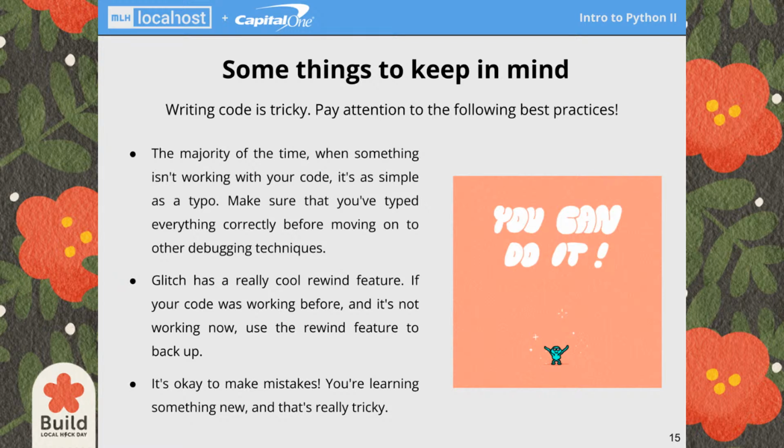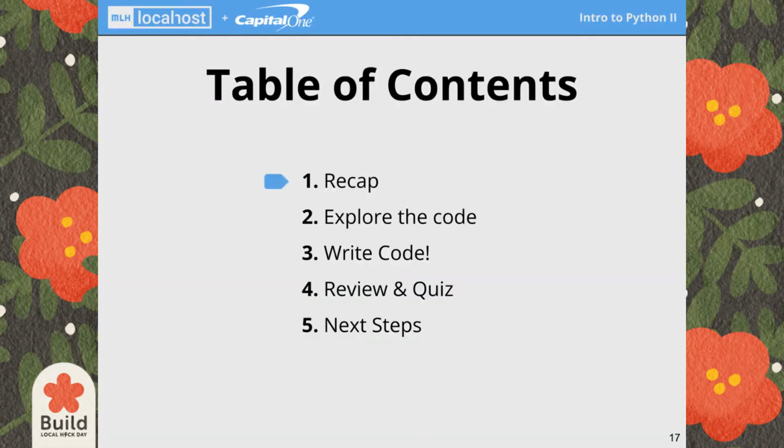So Glitch has a really cool rewind feature. If your code was working before and it's not working now, you can use the rewind feature to back this up. That concept is kind of version control. It's kind of what GitHub is. You can look and see different versions of your code. And it's okay to make mistakes. You're learning something new, and that's the fun of it. So let's get started.